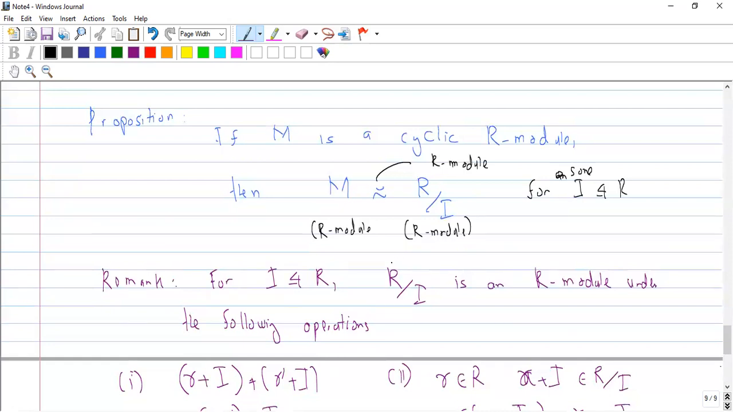Okay, and in fact, this is an if and only if condition. This is an if and only if condition. If M is isomorphic to R over I, then we will say that M is an R module.